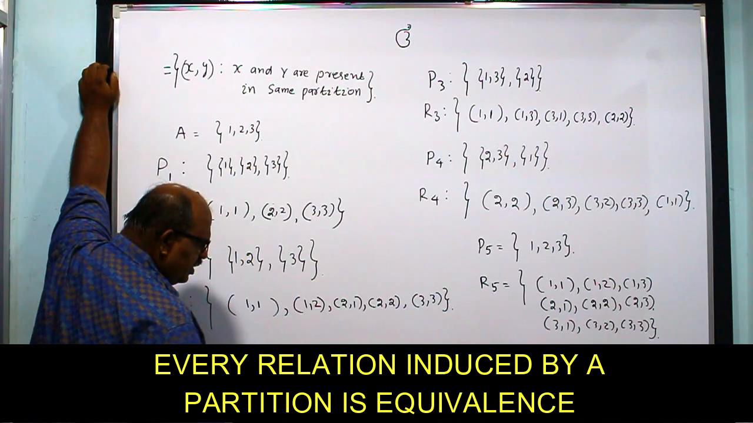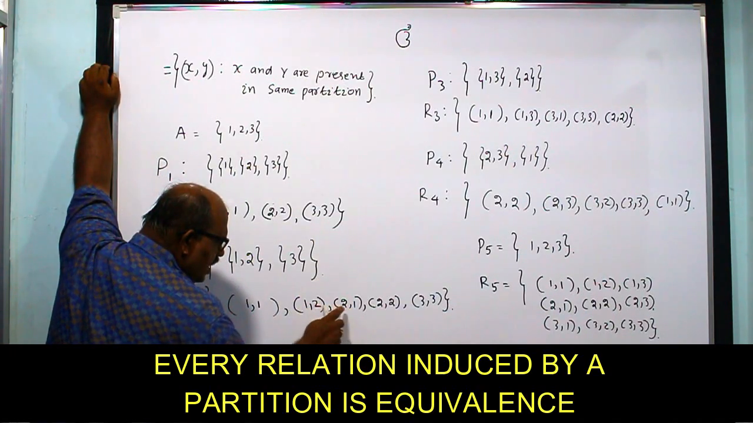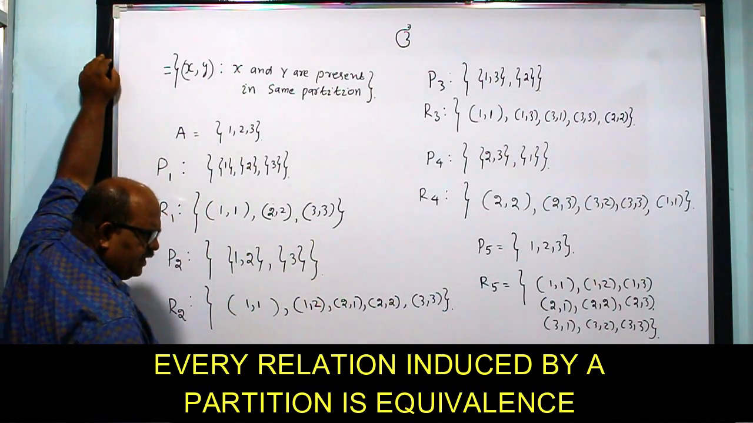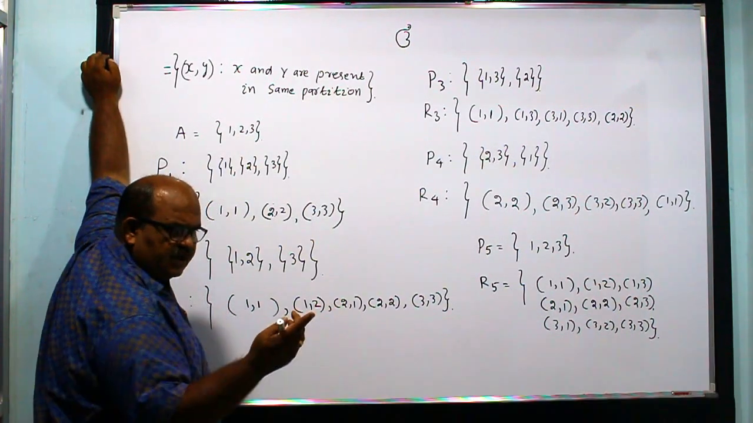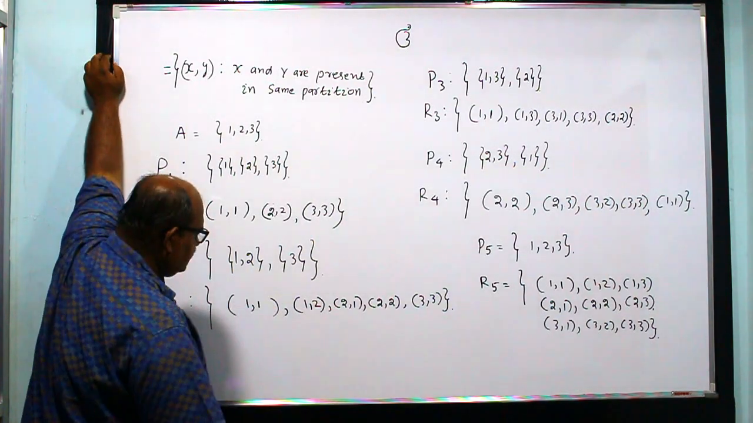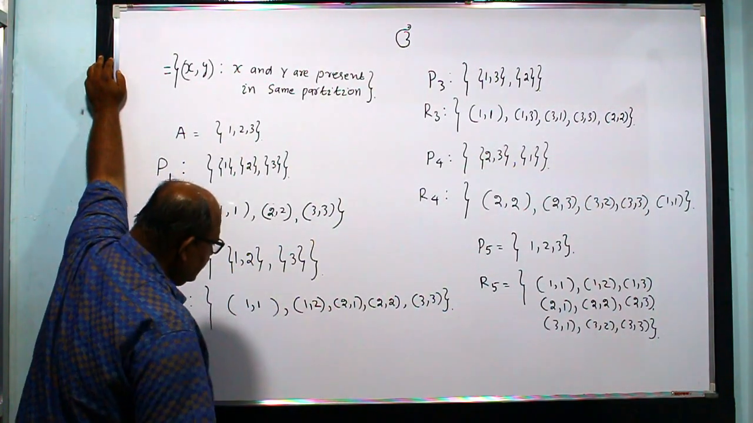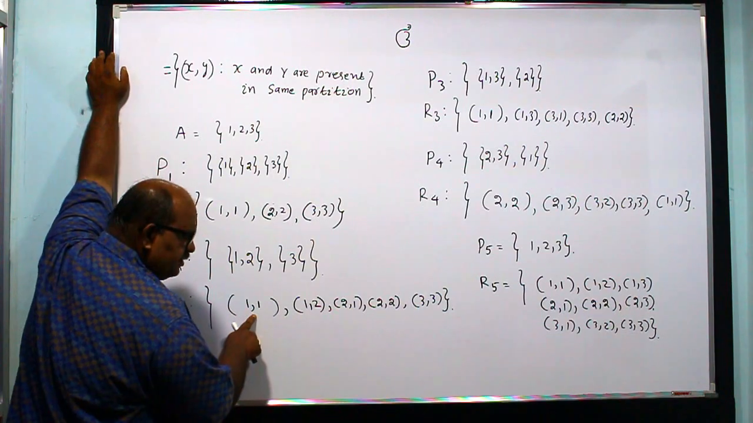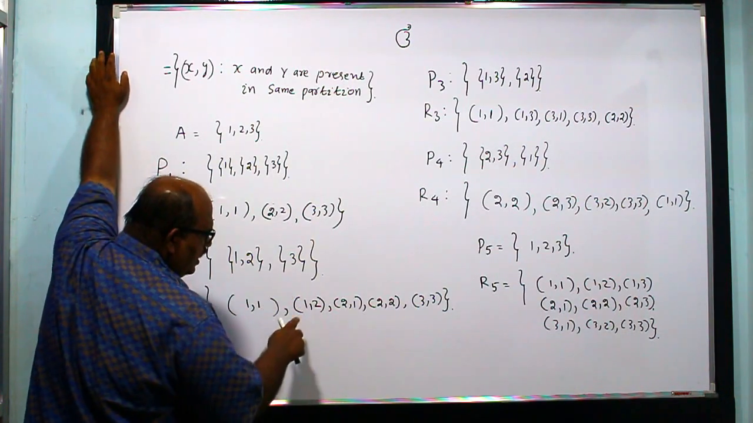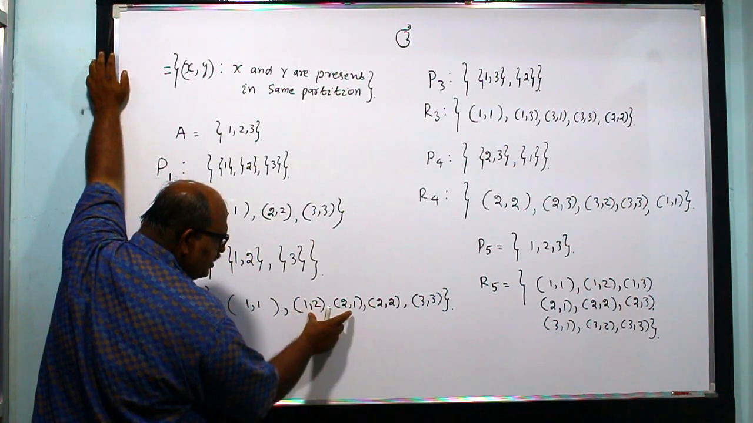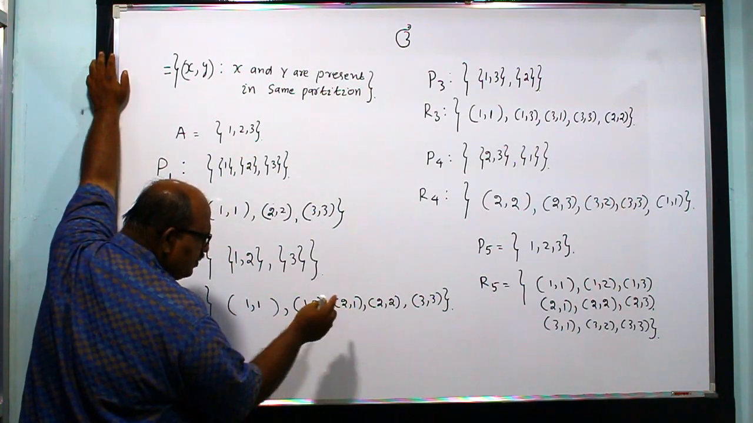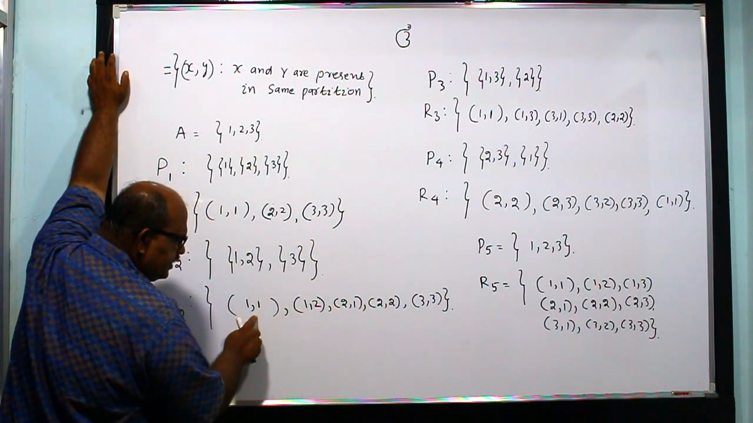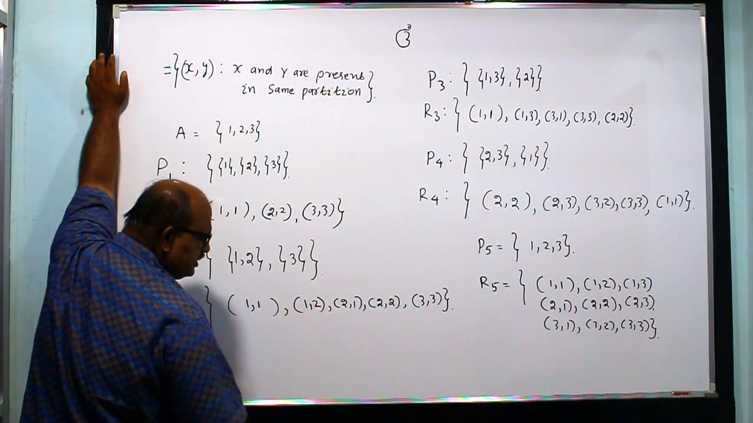Now (1,2) and (2,1) are present, so they pass the symmetric test. So every element passes the symmetric test. Similarly, check transitive. (1,1) will pass the transitive test. Now (1,2) compare with (2,1). Comparing (1,2) with (2,1), the requirement for transitive is (1,1), it is present. So (1,2) also passes the transitive test.